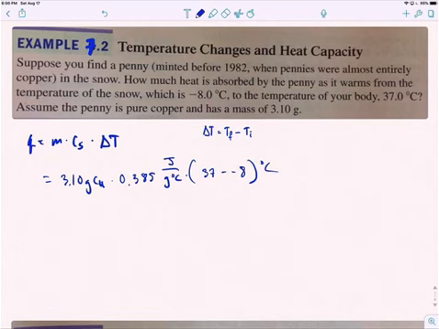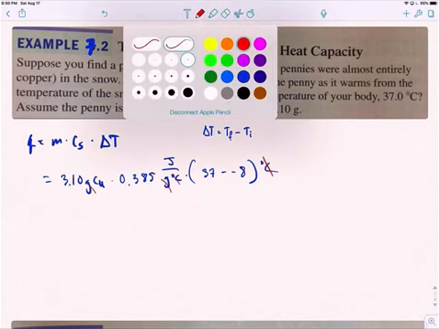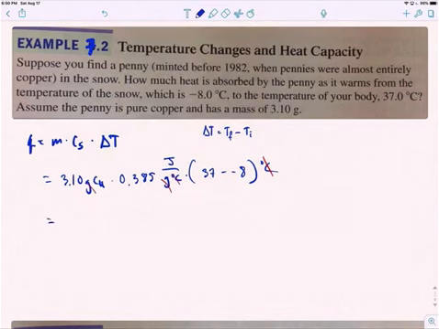So let's look at the units. Degrees Celsius cancel, grams cancel, and we're going to be left with joules. And the answer is, where is the answer?